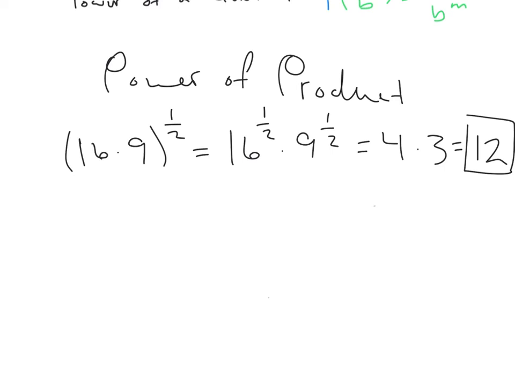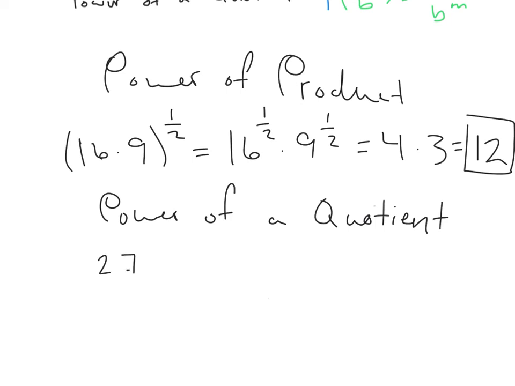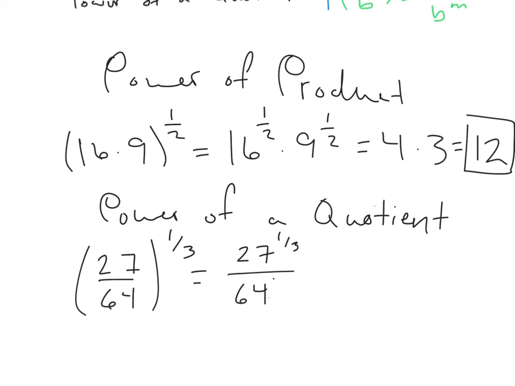Now, looking at this next one, let's do power of a quotient because let's finish this up. So I've got myself 27 over 64, and I have it to the 1/3. That means you got to distribute that 1/3, so you have 27 to the 1/3, and then 64 to the 1/3. That's going to give you 3 over 4, because if you do the cube root of 27, that's 3, and the cube root of 64 is 4.